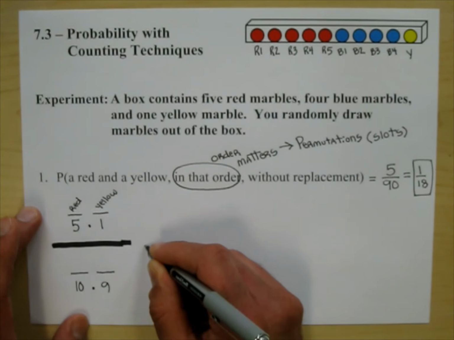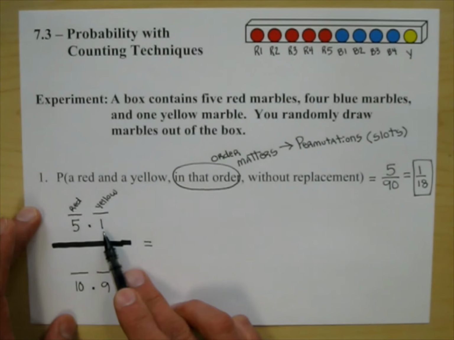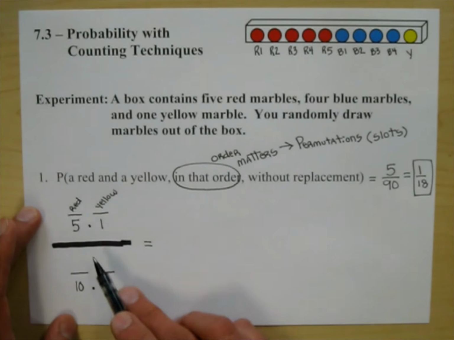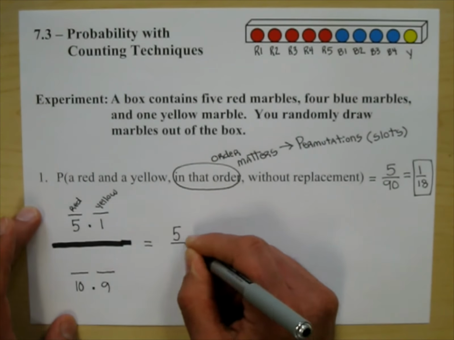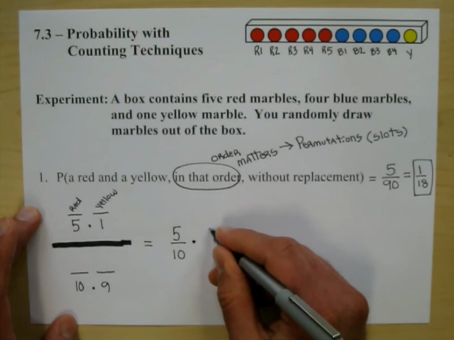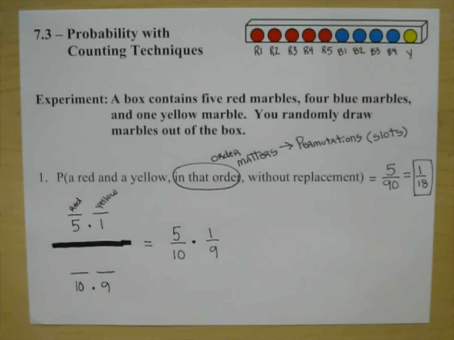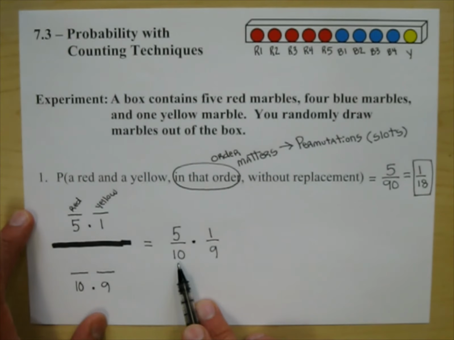Now I want to show you something really cool because I have a better way of doing this. We have 5 times 1 over 10 times 9. I'm going to write this a little differently. I'm going to write 5 over 10, multiplied by, and then look, 1 over 9. That's the same thing, because when you multiply fractions together, you can multiply the tops and multiply the bottoms. So 5 times 1 is 5. 10 times 9 is 90. Now why did I do that? Because I'm going to show you a really cool way of doing this problem.